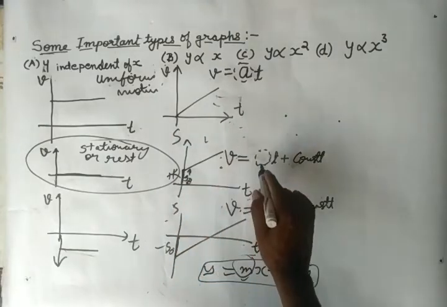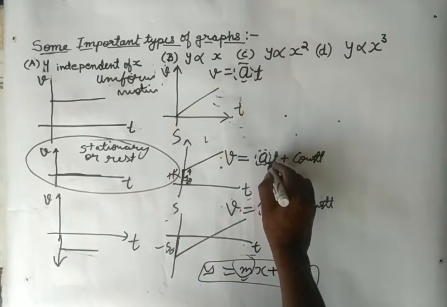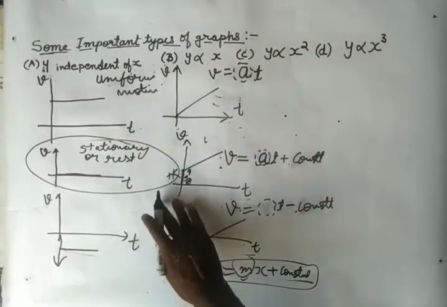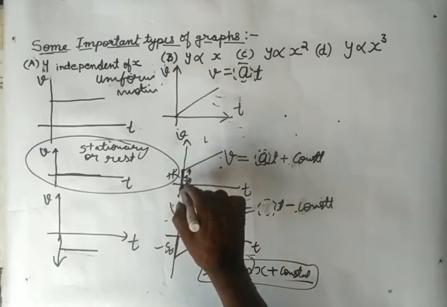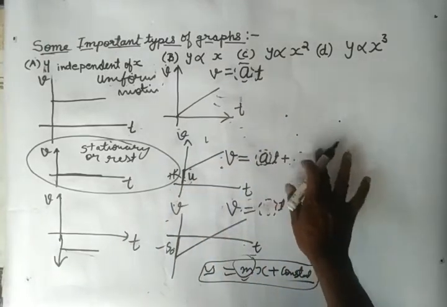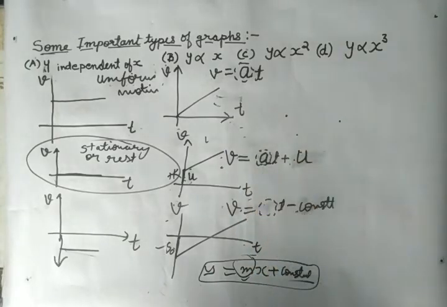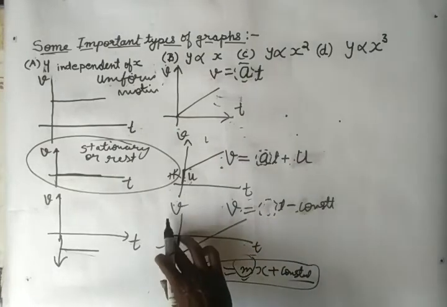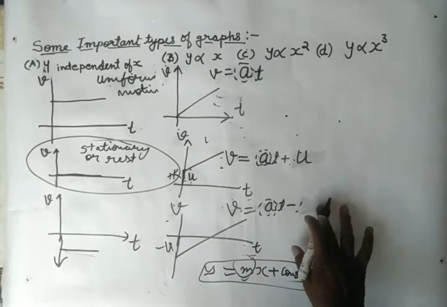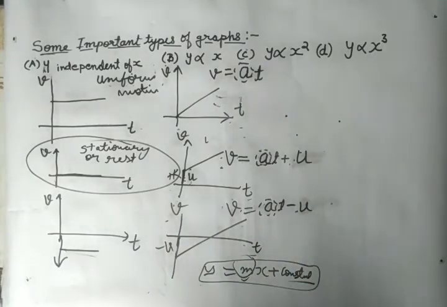Now here once again, oh sorry, this is now v, actually here also v. So some initial velocity, and that initial velocity we know is called u. So v equal to u plus at. And in the same way, it is also possible that initially, due to our point of reference, initial velocity is negative. So what we will do, at minus u. So this is how graphs are related.